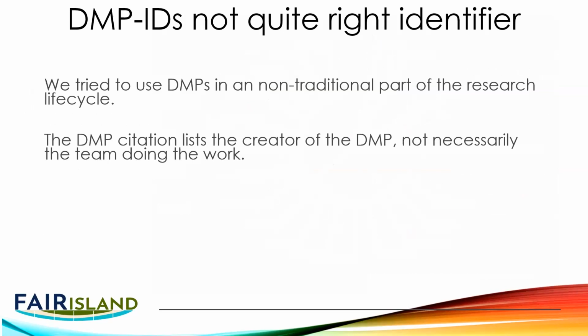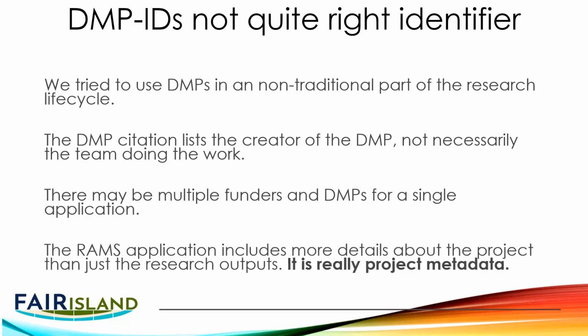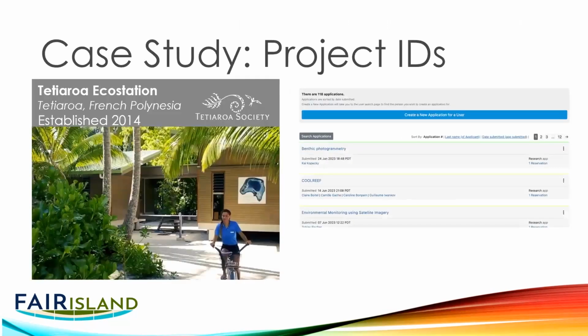The DMP citation lists the creator of the DMP and not the team doing the work. So the citation was a little bit off for the project. And like I mentioned, there might be multiple funders for a single application, and we couldn't deal with multiple funders in the DMP tool as we were using it. And finally, the RAMS application includes a lot more detail about the project than just the research outputs. And so what we really needed was project metadata. And so that leads me to the second case study, which is where we'll talk about project identifiers.